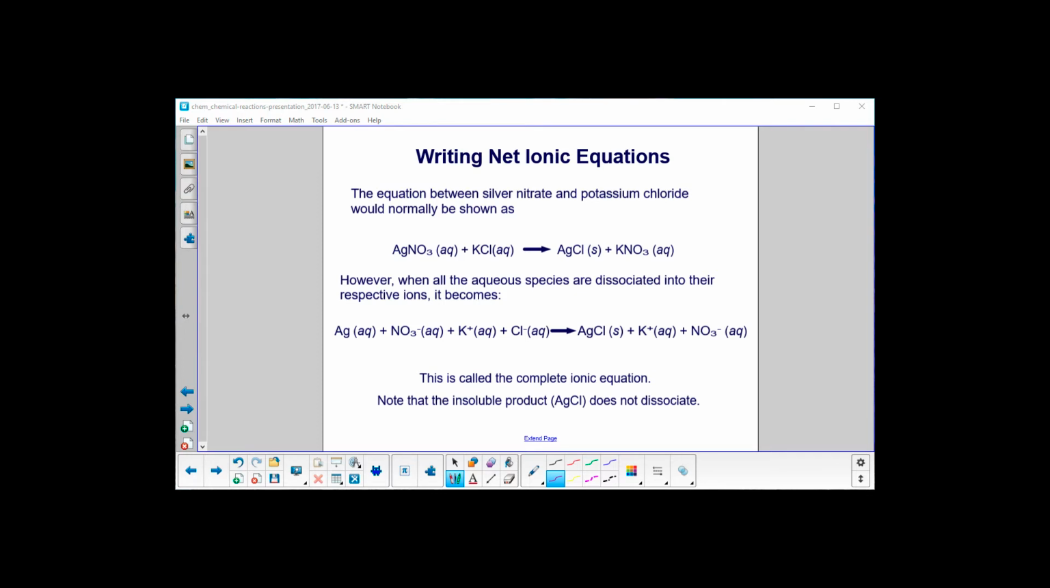Let's show another example. Here we have silver nitrate, which is an aqueous solution. It's in the solution. Here's potassium chloride. And when they react, you will get a precipitate, a solid, silver chloride, and potassium nitrate, which is still in solution. When we want to show this as a complete ionic equation, that's this right here.